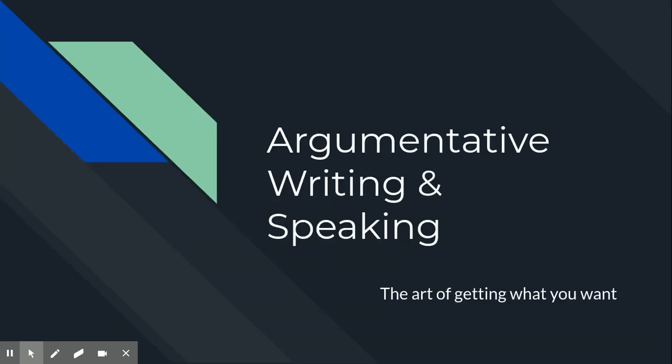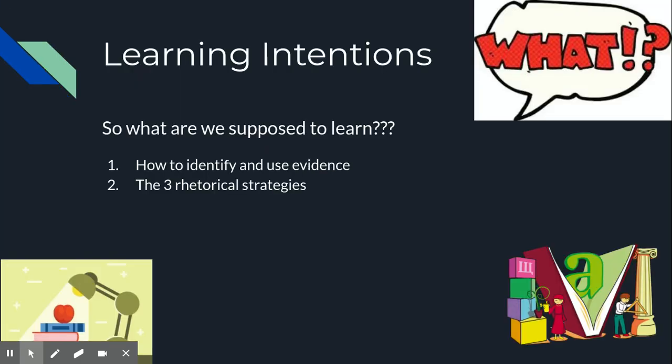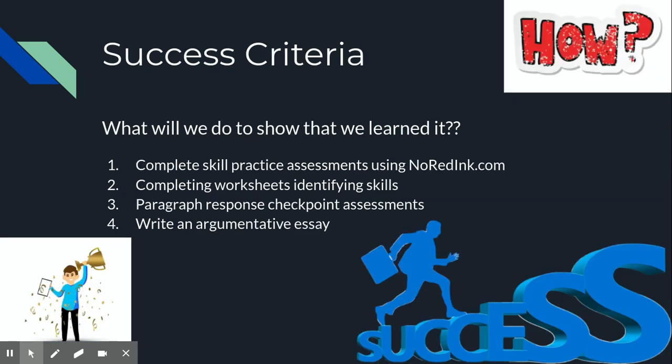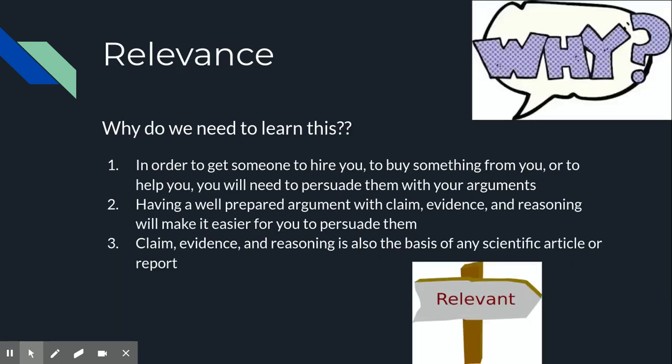All right, let's get back into argumentative writing and speaking. Our learning intentions, what are you supposed to learn? How to identify and use evidence, and the three rhetorical strategies. Success criteria is the same. This is going to be our success criteria for most of our lessons. You're going to be using No Red Ink to practice some of these skills. You're going to be doing worksheets, paragraph responses, and ultimately, you'll be writing an argumentative essay.